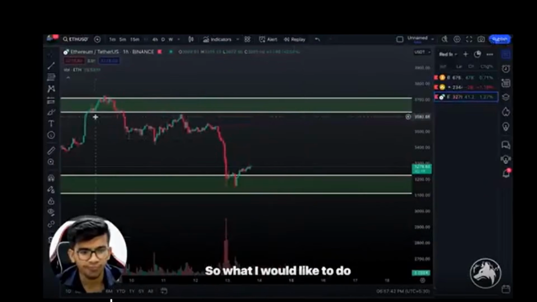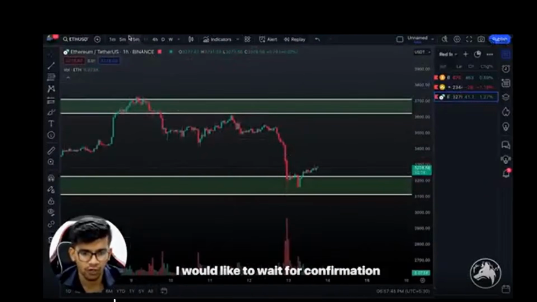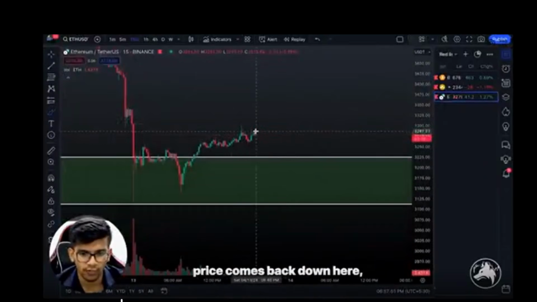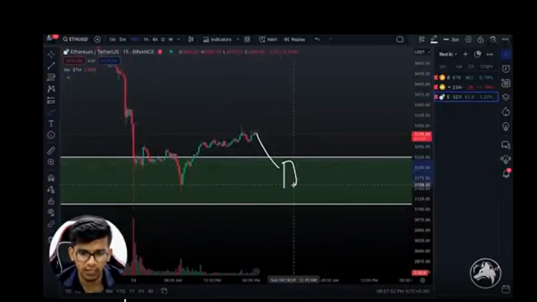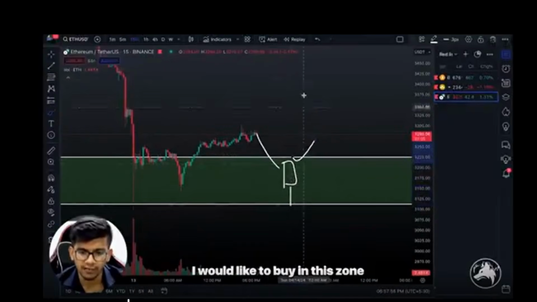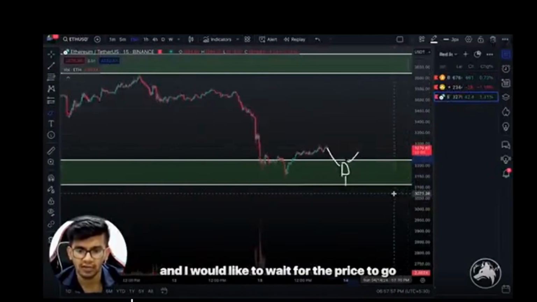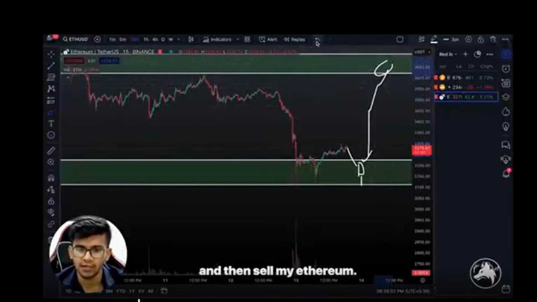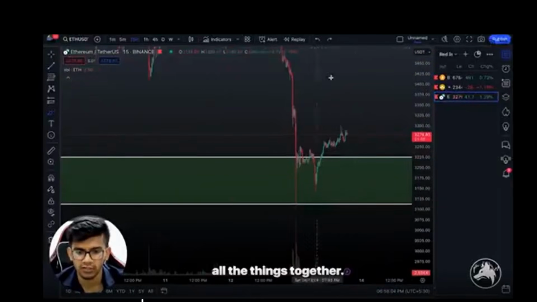So what I would like to do is, maybe in this area I would like to wait for a confirmation, or I would like to wait for an entry. So let's say price comes back down here, makes a bullish candle and gives me an entry. I would like to buy in this zone, and I would like to wait for the price to go all the way above here and then sell my Ethereum. So this is how you put all the things together.